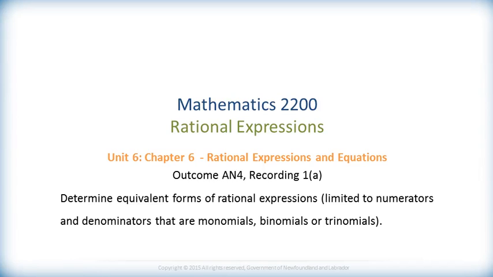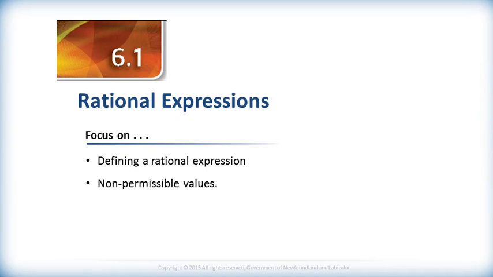This is recording 1A for Rational Expressions, Unit 6, Chapter 6 of Mathematics 2200. We're going to focus here on defining a rational expression and on non-permissible values.